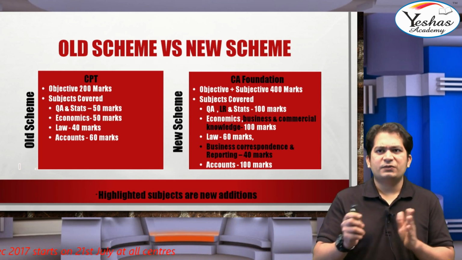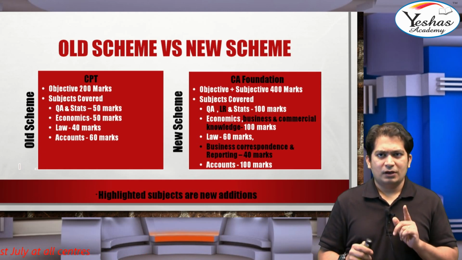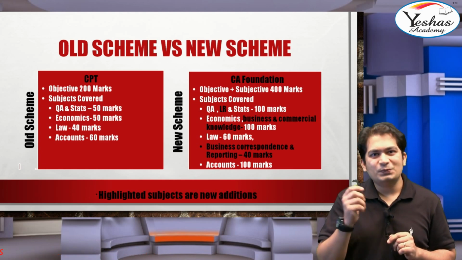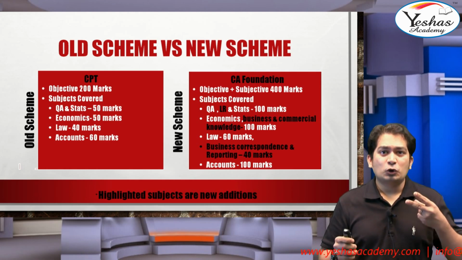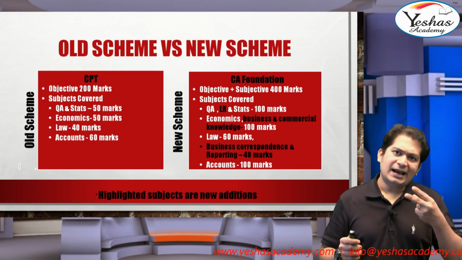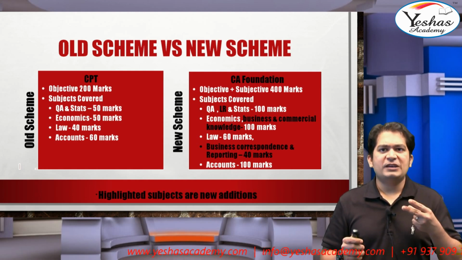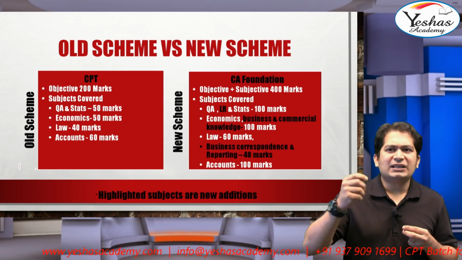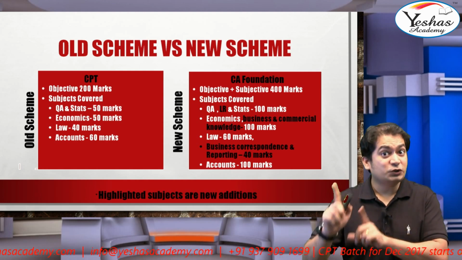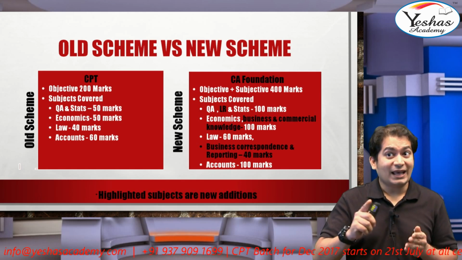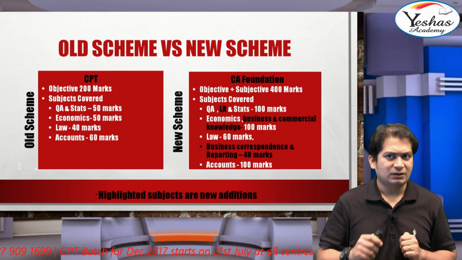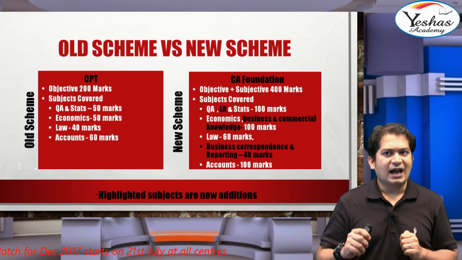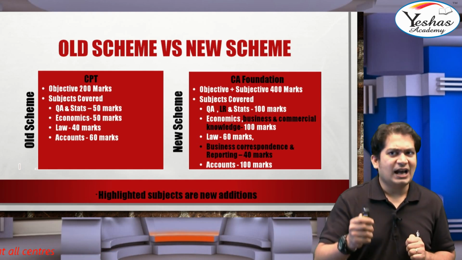What is the difference between CPT and CA Foundation? CA Foundation is not only objective, but it is subjective as well. For example, you have 2 objective papers and 2 subjective papers. Previously you had QA and stats, and at the same time, remember, new subjects have been introduced. So what are these subjects? First, LR, logical reasoning, has been introduced. Business and commercial knowledge has been introduced. Business correspondence and reporting has been introduced.